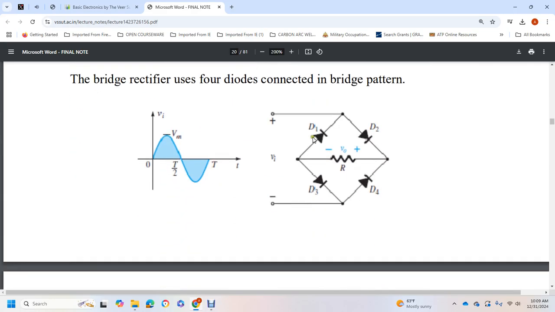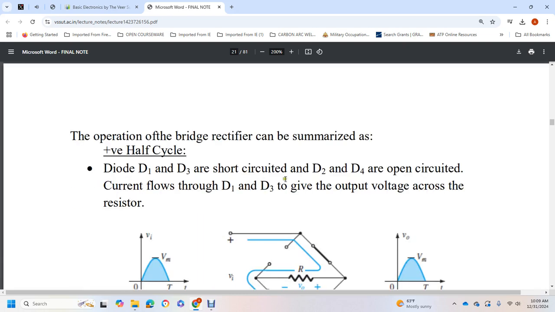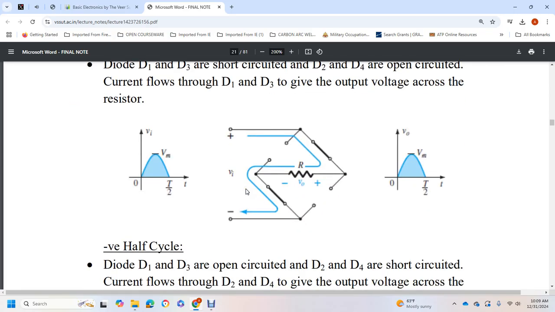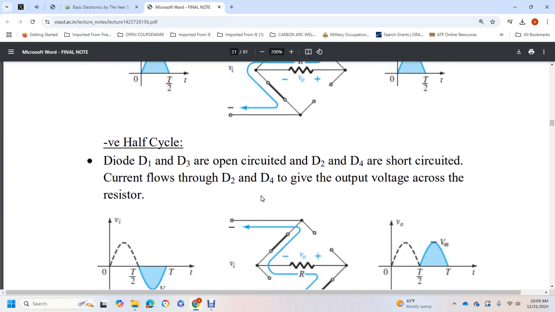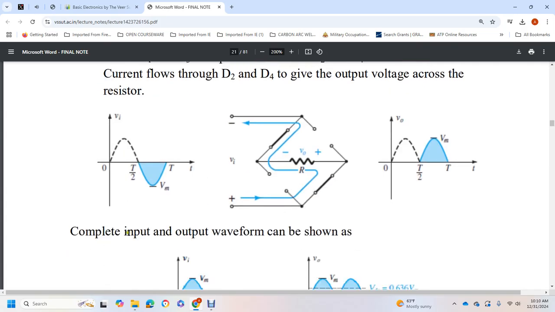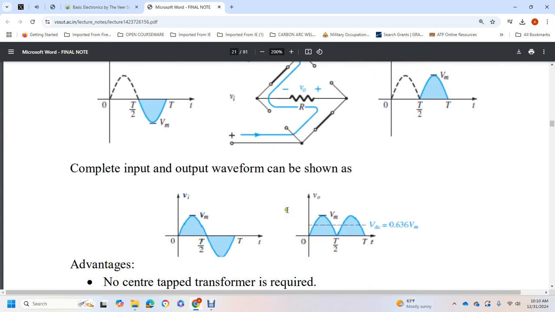The diodes and resistor are arranged as 1, 2, 3, 4 in a square, and that is the AC connection. Operation of the bridge rectifier: during one half cycle, diodes 1 and 3 are short circuits and diodes 2 and 4 are open circuits. Current flows through diodes 1 and 3, giving the output voltage across the resistor. During the other half cycle, diodes 1 and 3 are open circuits and diodes 2 and 4 are short circuits. Current flows through diodes 2 and 4, giving the output voltage across the resistor. The complete input and output waveforms are shown.